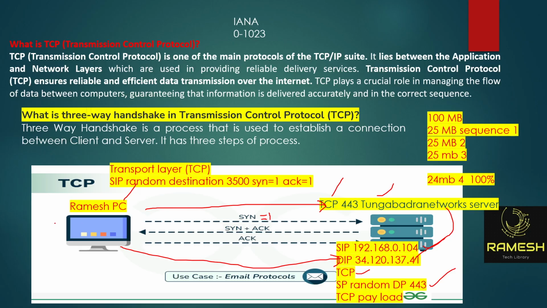Now, once SYN-ACK is received, the computer will again give an acknowledgement: okay, I received your SYN-ACK bit, this is my acknowledgement for SYN-ACK. So it is sending an acknowledgement again to the Tungabhadra network server. So now there are three transactions, right? This is called the three-way handshake process. How is the TCP connection established? Through the three-way handshake process.